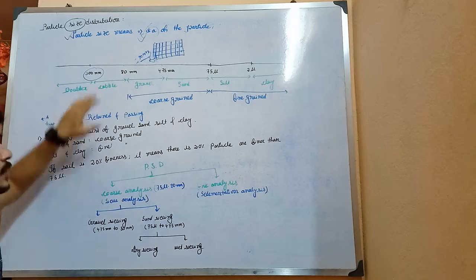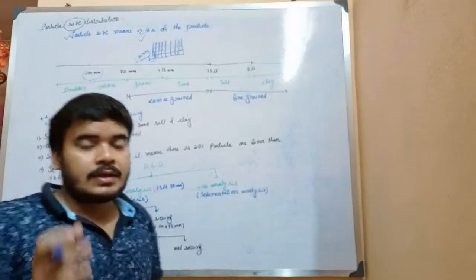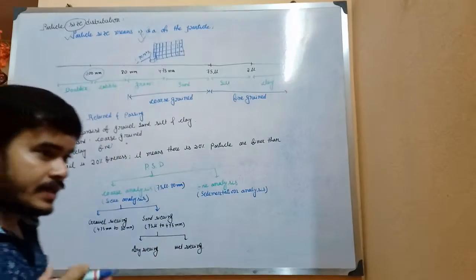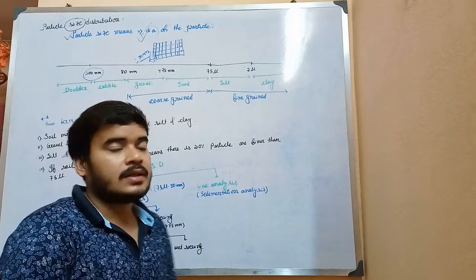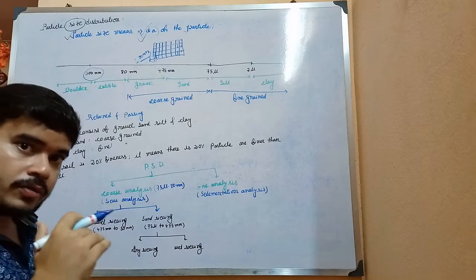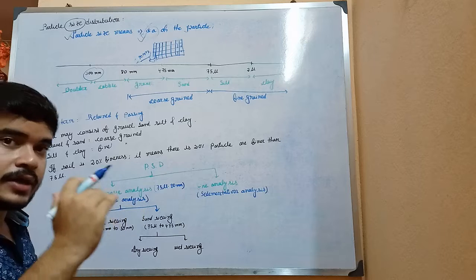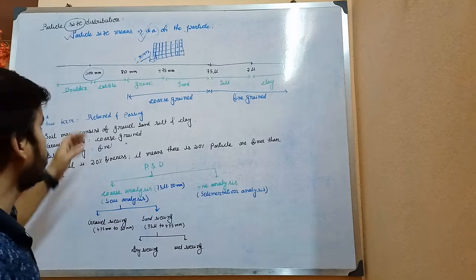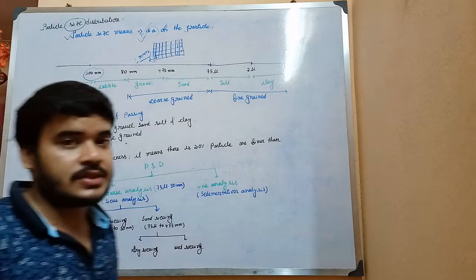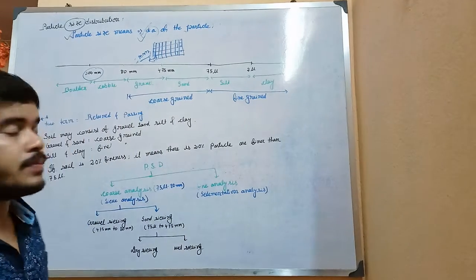So we have to distinguish the particles by the sieving technique, because there are different sizes of sieves present. If we sieve the soil, it will automatically be distinguished according to its size. So now we have given some ranges to distinguish the particles.